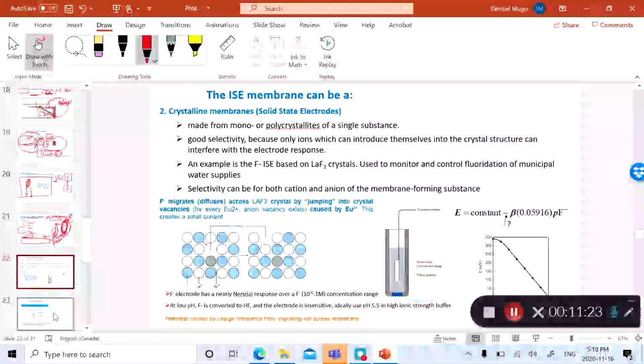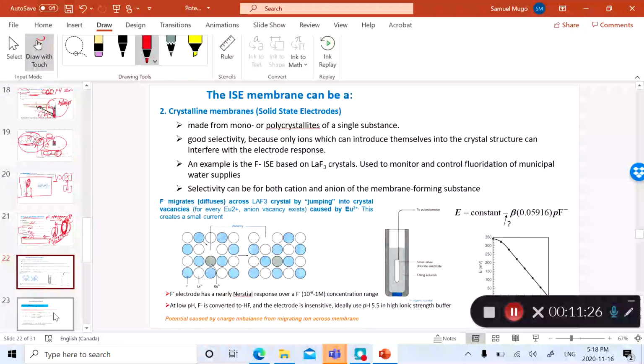So the next type of ion selective electrode other than the glass membrane is what you refer to as crystalline membranes, and sometimes they call these the solid state electrodes. And maybe a very common example is what you call the fluoride ion selective electrode. So solid state electrodes are based on the use of a solid crystal, or what you call polycrystallites or even monocrystallites. And the way they work is the following, especially say, for the fluoride ion selective electrode.